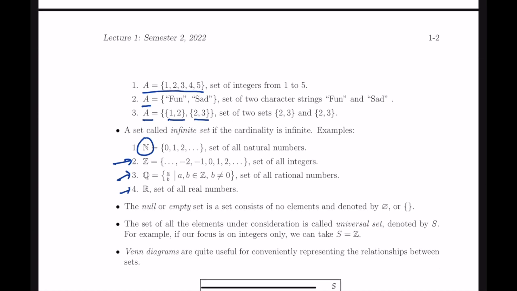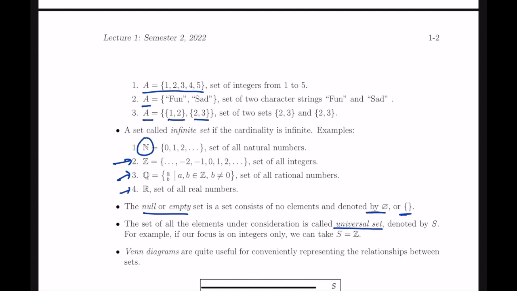We even allow a set without any elements. Such a set is called the null set or empty set, denoted by phi, which is essentially a basket without any elements, or brackets without any elements in them. There is another set that plays an important role in set theory. We don't talk about it very often, but it is present every time we talk about sets. That is called the universal set.